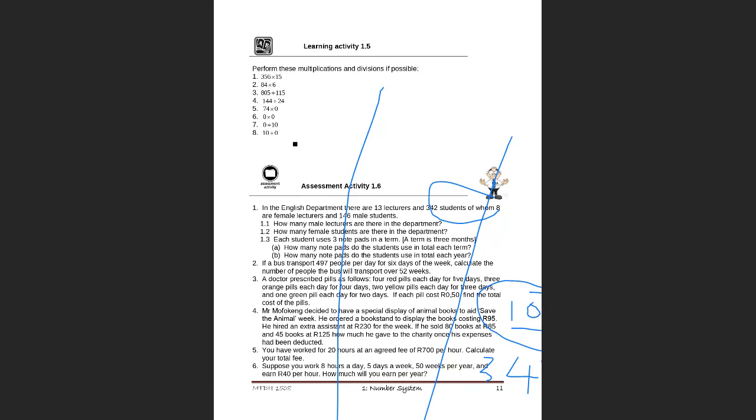Now, the next thing says this. A doctor prescribes pills as follows. 4 red pills each day for 5 days. 3 orange pills each day for 4 days. 2 yellow pills each day for 3 days. And 1 green pill each day for 2 days. If each pill costs 0.5 rand, find the total cost of the pills.